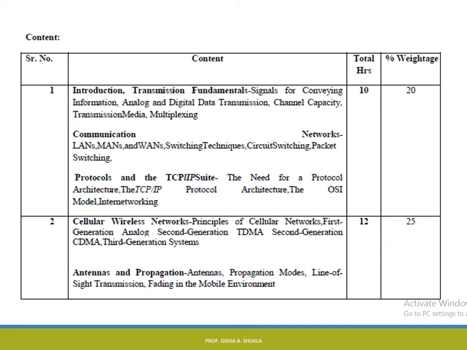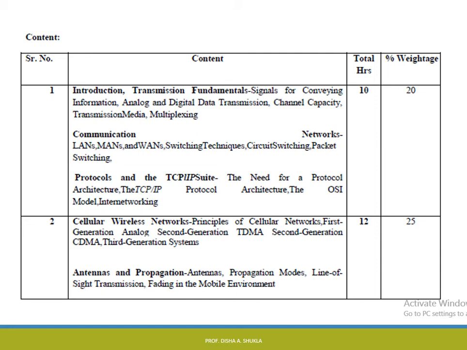what are the different transmission media, multiplexing, etc. The next it covers is the different communication networks, that is, the networks that we have, the LANs, MANs, WANs, switching techniques, what are the different types of switching techniques, what are the different protocol suites, what are the TCP/IP protocol architecture, OSI model architecture, networking, etc. And its next chapter deals with the cellular wireless networks, that is, it defines different principles of cellular wireless networks, the first generation, second generation, third generation systems.